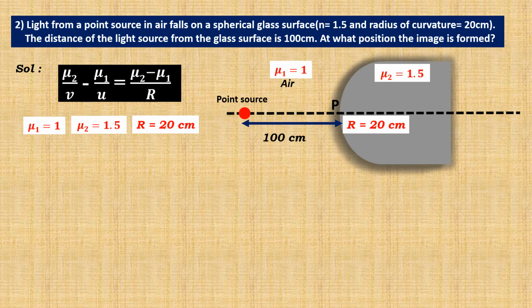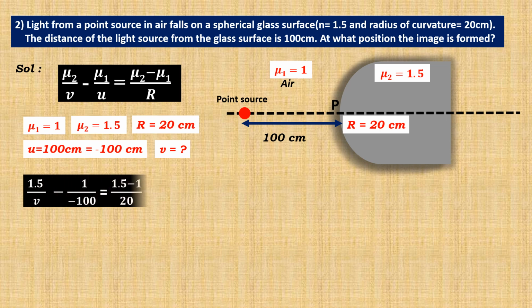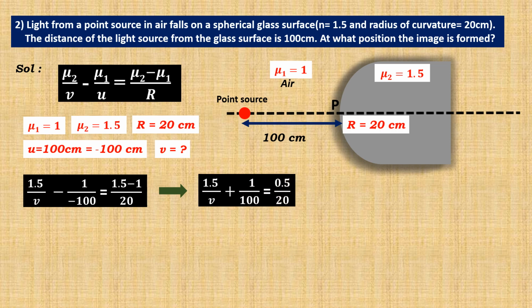As per the sign convention, we have to take R is equal to plus 20, U is equal to minus 100 centimeters. Why? Because it is measured to the opposite direction of the light, and we have to find the value of V. So if we substitute these values in the above formula, we get 1.5 by V minus 1 by minus 100 is equal to 1.5 minus 1 by 20. So that gives 1.5 by V plus 1 by 100 is equal to 0.5 by 20.